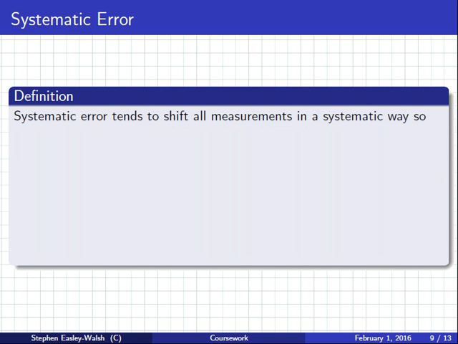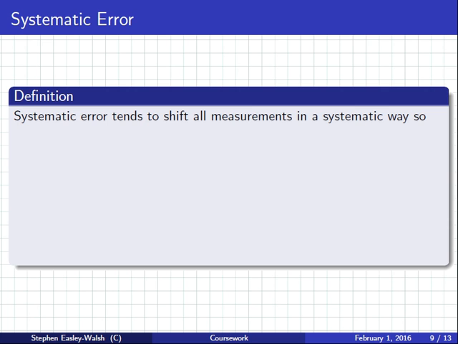Systematic error. Have you heard of this one in chemistry? Yes. Yeah, so what's systematic error? Equipment. Usually equipment error, but what type of form does the error take? How does it affect the measurements? Because it usually affects it in a very particular way. No?